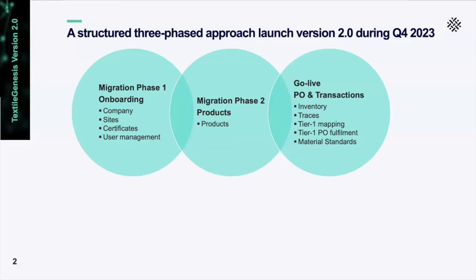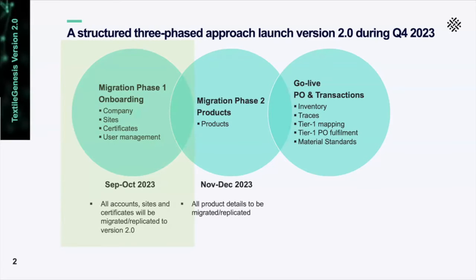Thank you. Yeah, phase two was about products and product creation. And the last phase was going to be the go live of all purchase orders and transactions effectively. So in terms of timeline, between September and October, all accounts, sites, and certificates were migrated from version 1 to version 2.0, which was completed in the last week of October.